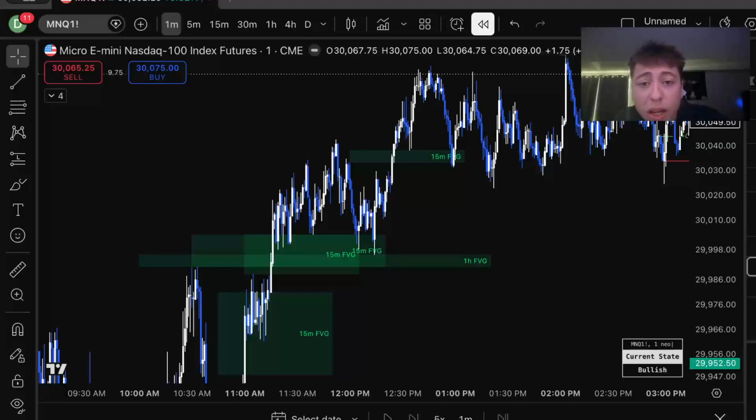But for an optimal A plus entry, you'd want to wait for a gap to fail and then go straight to shorts and then short to a gap, like a bullish gap, and then take longs off that because that's a very high time frame pullback. I'm going to do a better job of explaining this model in a different video.